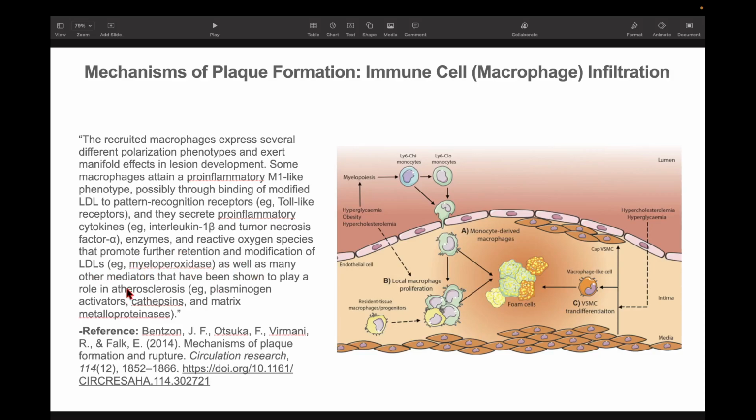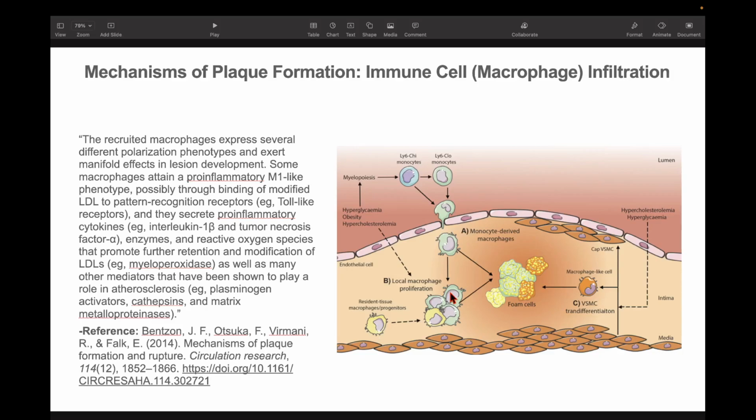Myeloperoxidase, as well as many other mediators that have been shown to play a role in atherosclerosis, e.g. plasminogen activators, cathepsins, and matrix metalloproteinases. So what we're seeing here is that when the white blood cells are in the blood, they're called monocytes. When they migrate to the tissues, they become macrophages. Macrophages, kind of think of them like Pac-Man.